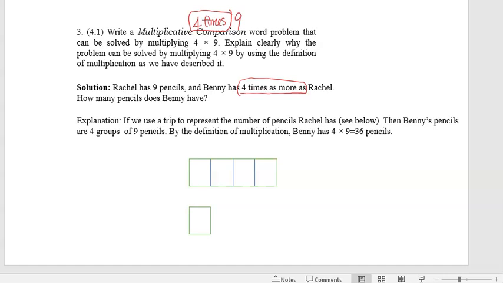So Rachel has, if I use a drawing to describe it, you start from the second number, 9 pencils. You don't really have to divide it into 9 parts, because we just need 1 box to represent the 9 pencils. And Benny has 4 times as many. So we take this box and duplicate it 4 times. So we have 9, 1 nine, 2 nines, 3 nines, 4 nines. So that's 4 times as many. How many pencils does Benny have? Apparently we have 4 nines. So 4 times 9. By the definition, you can see that's 4 groups, 1, 2, 3, 4 groups of 9 pencils in each group. Again, use the definition of multiplication.